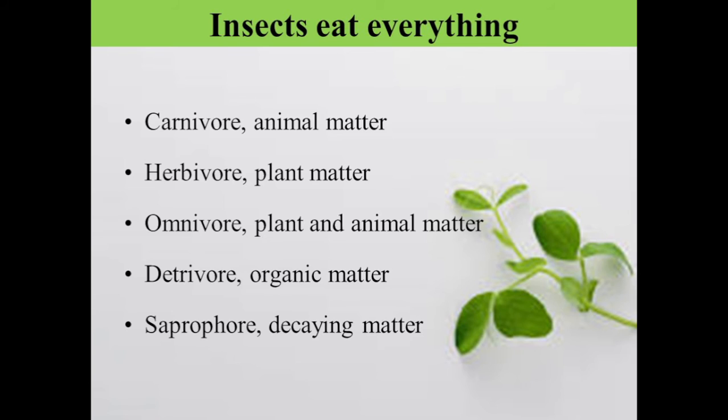Insects have a wide variety of things that they can eat. They can eat decaying matter, other insects, and even you, like mosquitoes. The different types of feeding include carnivores, which feed on animal matter such as mosquitoes; herbivores, which dine on plant substances such as aphids; omnivores, which feed on both plant and animal matter; detritivores, which feed on organic matter; and saprovores, which feed on decaying matter.